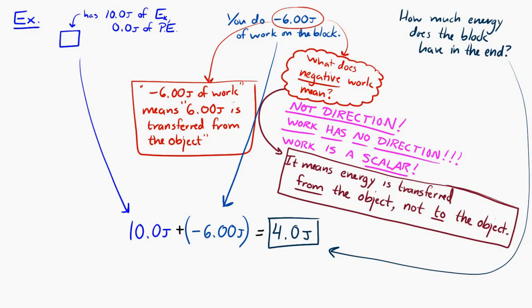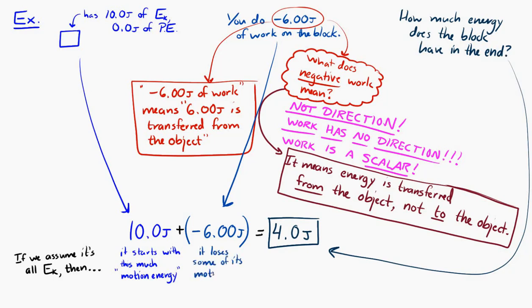If we assume that the 4 joules of energy in the end is kinetic energy, then this can kind of make sense. We can start to build some intuition for this. The block started out with 10 joules of kinetic energy. And remember, kinetic energy is related to motion, so that's 10 joules of motion energy. Then we removed some of that motion energy from it, so it ends up with less motion energy. The box slows down in this situation. If you remove kinetic energy from it, it will not be moving as much. It will slow down.